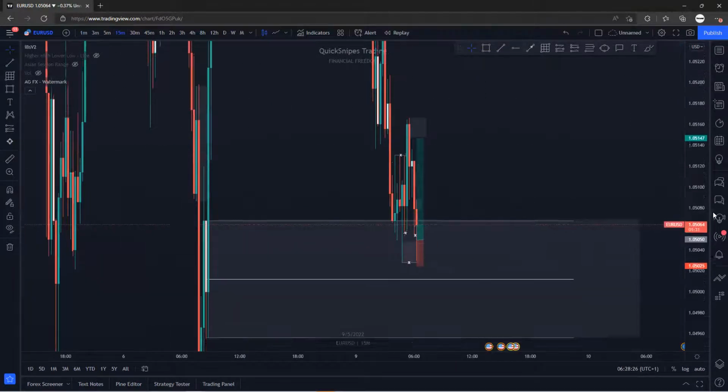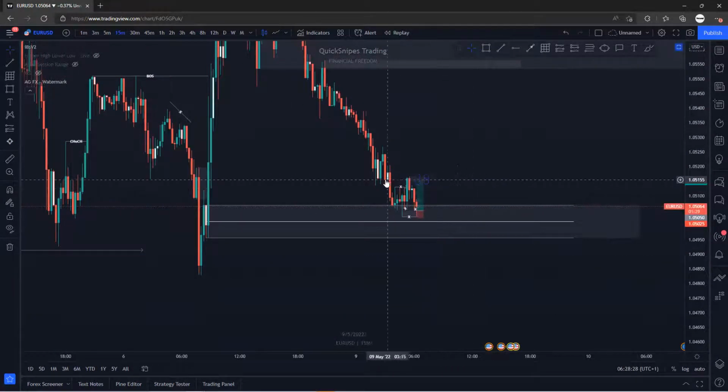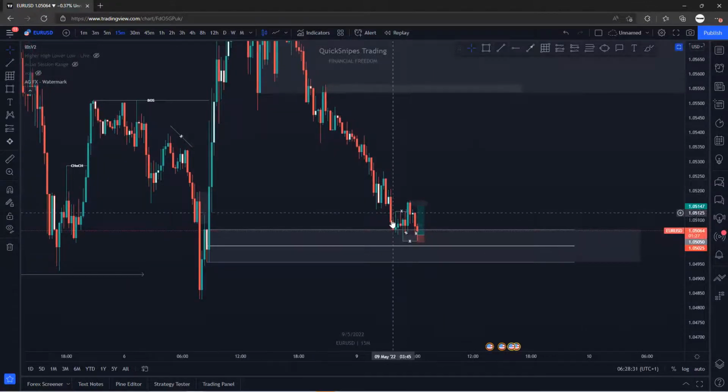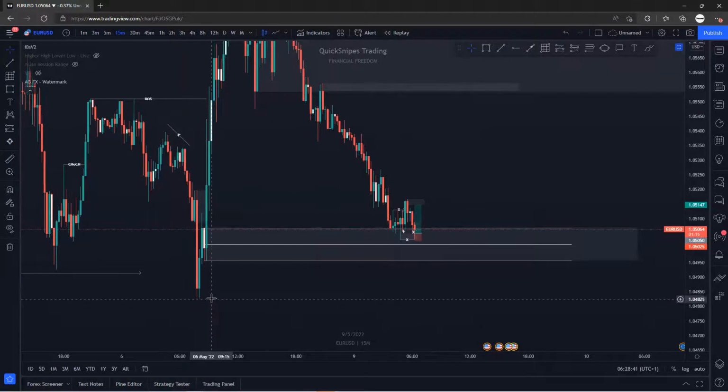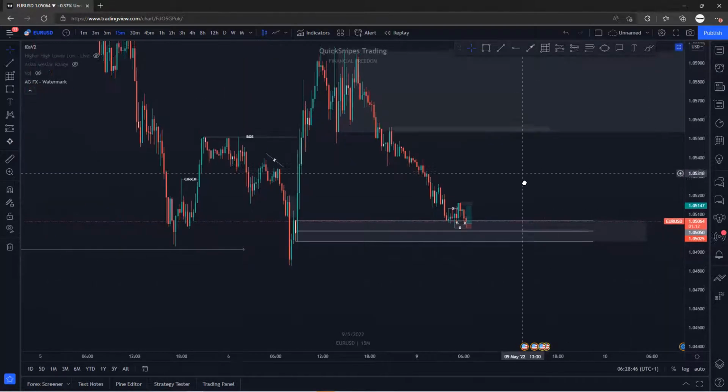Follow it on the 15-minute. Got an area of supply there. Got a huge area of demand. Could be looking for longs from this area to fill this area. Could be looking for shorts to continue the trend and break this low and target this low. But essentially, that's what we're looking for.